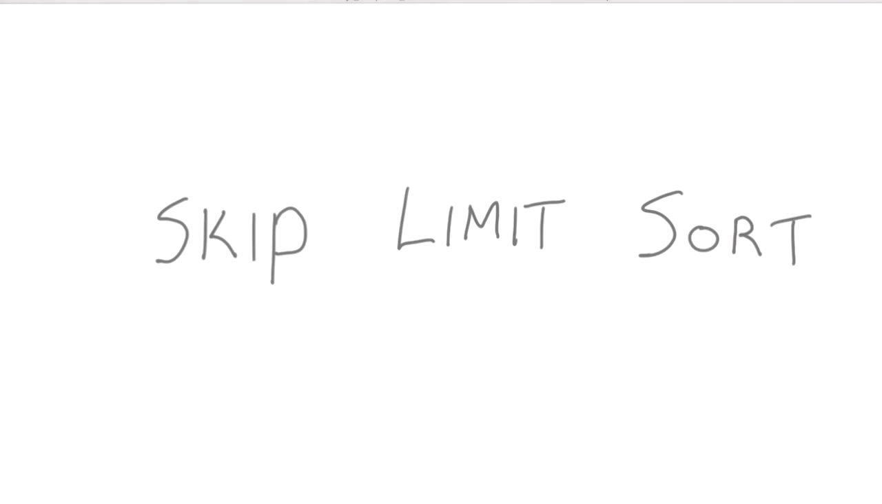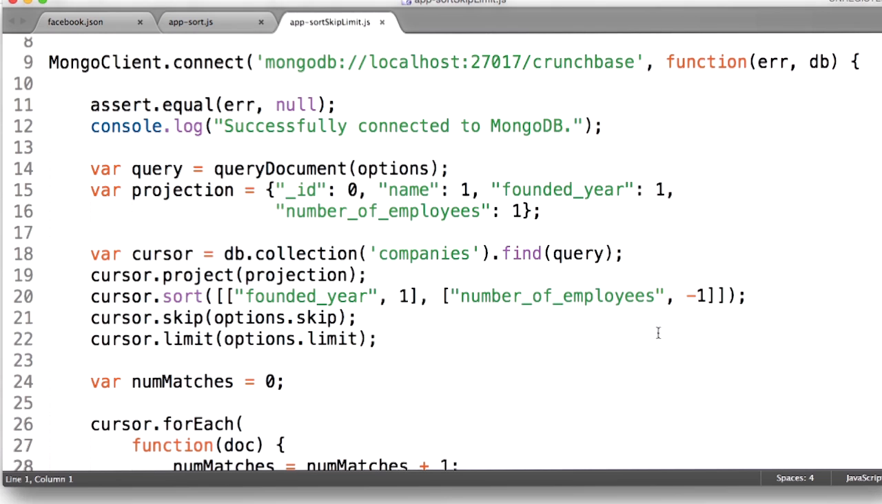So we've talked about sort. Now let's talk about skip and limit. And in fact, we'll look at all three of these together: skip, limit, and sort. Here is an extended version of this application we've just been looking at. Note that the same sort that we ended up with when we were looking at the earlier version of this application is present here, but we're also going to skip and limit.